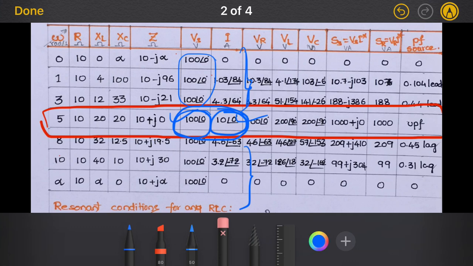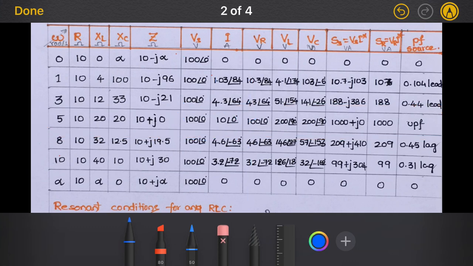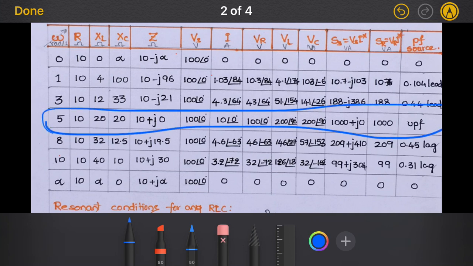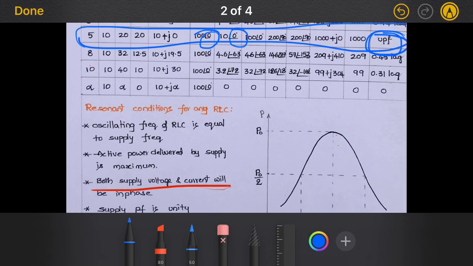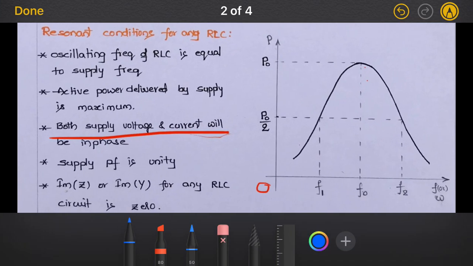Fine. Now, if you highlight this one, it is not frequency, it is the source power factor. The source power factor is unity power factor. Whenever the source power factor is unity for any kind of RLC circuit, then the circuit is at resonant condition. Here the power factor is cos 0, which is 1. That is unity power factor. So that is the next definition: the supply power factor is unity. Whenever the supply power factor is unity, the condition is resonant condition.